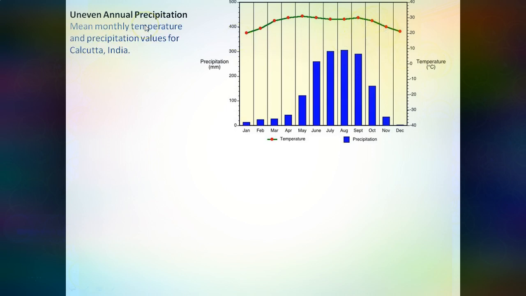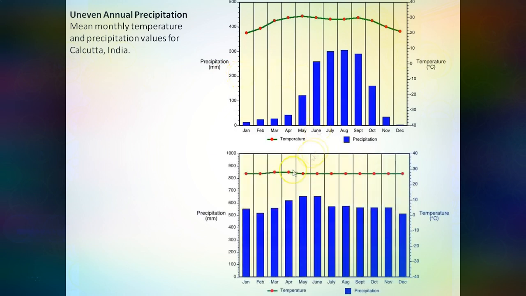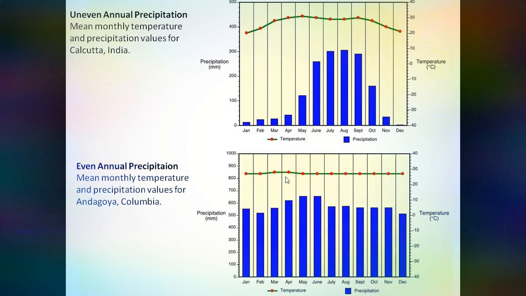And this is the case of Calcutta, India. Now here we can see an even annual precipitation. This is the case of Andagoya, Colombia. So you can see the temperatures are also almost even throughout the year, and the precipitation is also even.